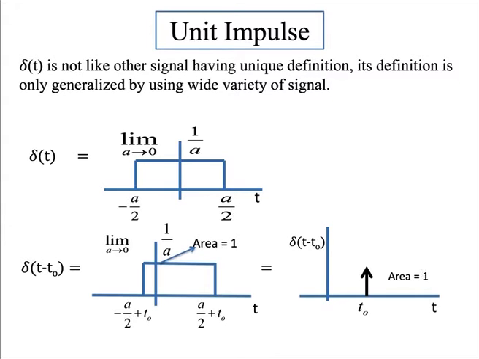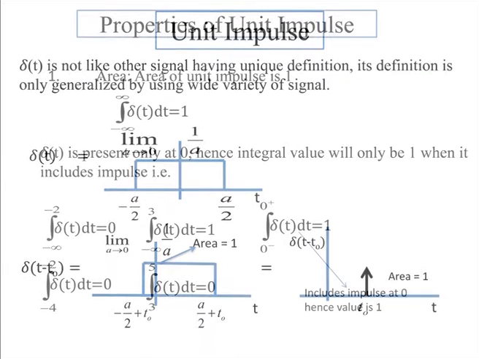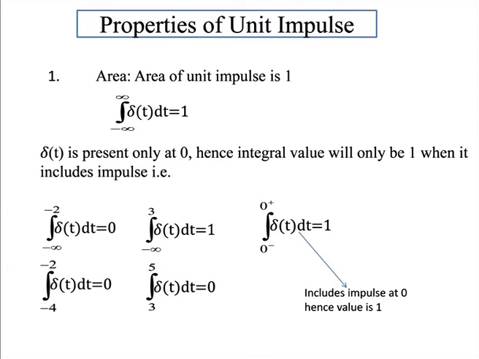We will again discuss in the coming slide the exact formulation of delta t. If you apply delta t minus t naught, shifting by t naught, then the whole pulse is shifted by t naught towards the right, and again if you compute the area, the area will be equal to 1 at t equal to t naught. In the next slide, we will discuss the properties of unit impulse.